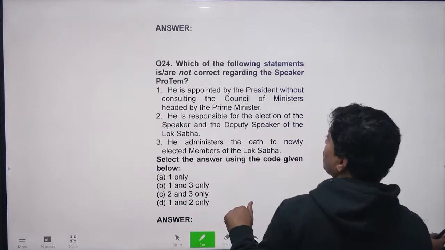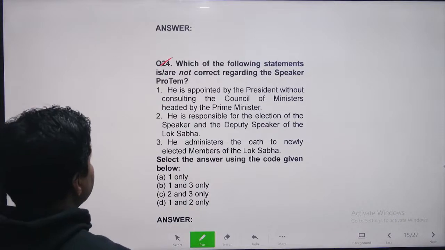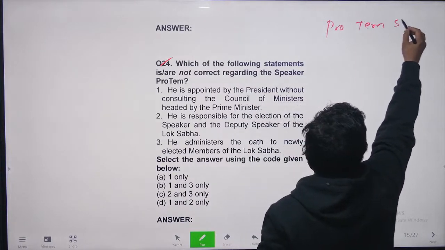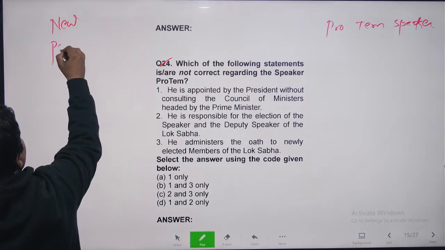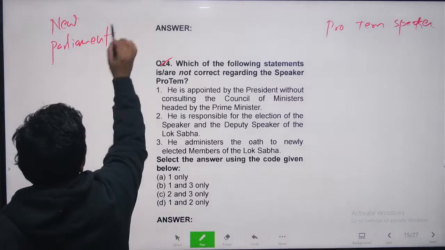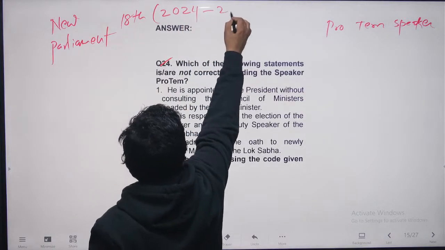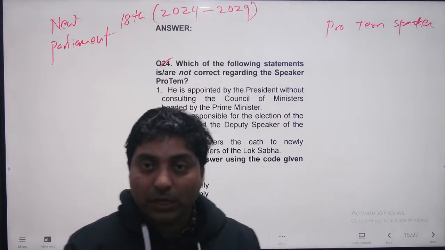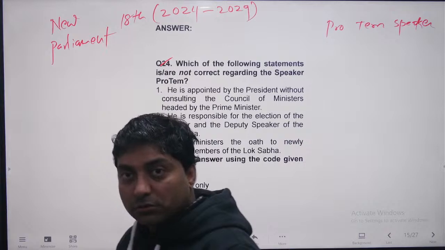Now look at the next question. Which of the following statements are not correct regarding a speaker pro tem? Now look at what a pro tem speaker is. If you see, there is a new parliament. The current parliament is the 17th parliament and the new parliament will be the 18th parliament. It will start its journey from 2024. I hope the current government will be re-elected. Anyway, this is the expectation. This is something, the aura of Modi ji.